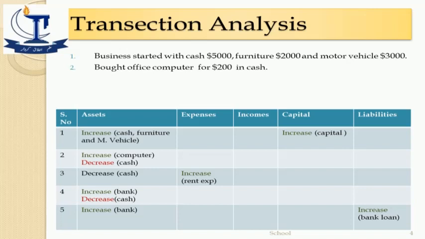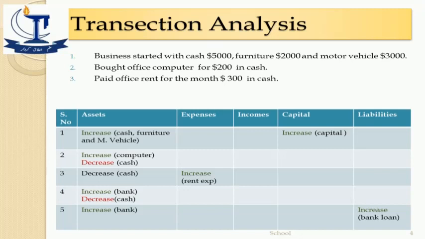If your office computer of 200 is bought from a shopkeeper on credit, then that shopkeeper will turn into your liability, so liability increases, and your asset increases. Let's see the third point. Okay, so here cash decreases and rent expense increases. What happened? See, the business has paid rent for the month, 3,000 in cash. And what does the fourth look like? Bank increases and your cash decreases.